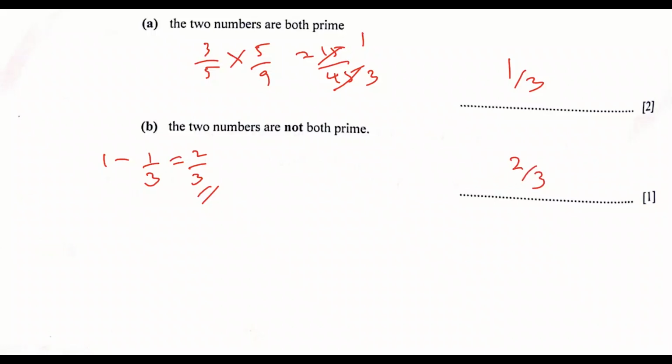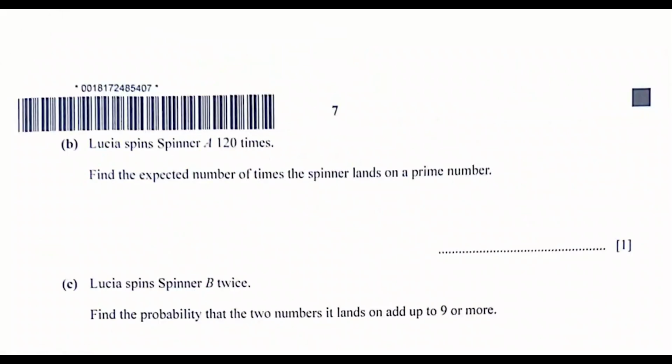So the next question will be question 4b. Part B, Lucia spins spinner A 120 times.